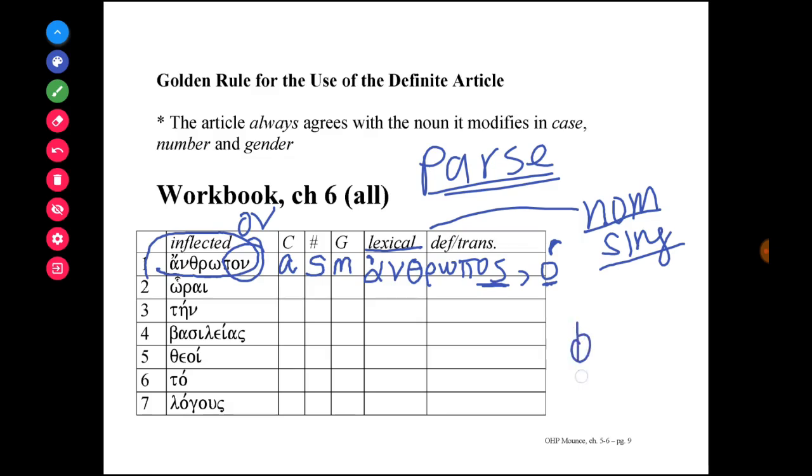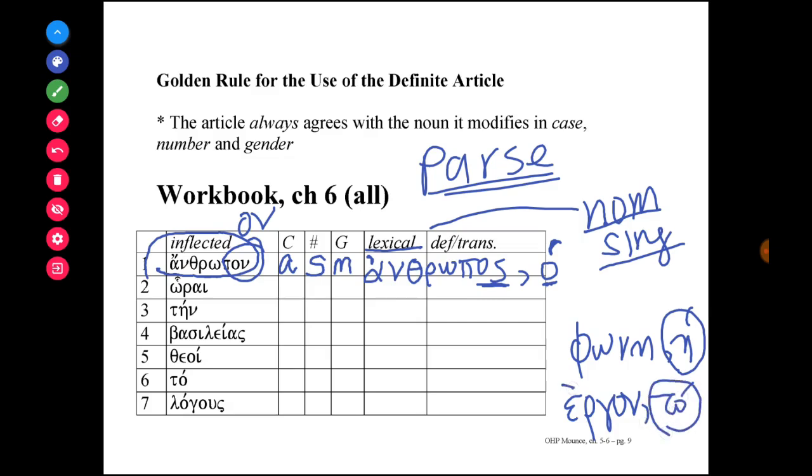If I were to write, say, phone, hey, this definite article says, hey, that's a feminine noun. And if I were to write ergon, to, this article tells me that, hey, that's a neuter noun. And this ho here tells me that this is a masculine noun. So when you write the lexical form, you can't just write anthropos. You have to write anthropos, comma, plus the article.